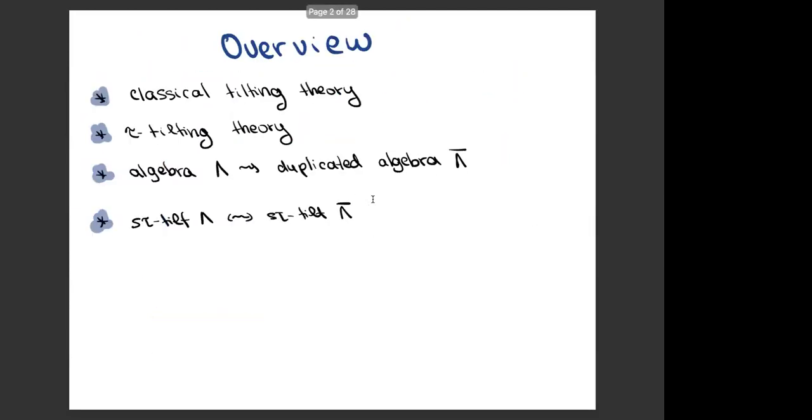Okay. So the plan for today is first I'm going to define what I mean by classical tilting theory, or just tilting theory. Then I'm going to define all the notions I need from tau tilting theory, which you may already know many of, so that's great. The main tool we're going to use is this duplicated algebra lambda bar. We start with an algebra lambda, and then we pass to this bigger algebra lambda bar. For the second half of the talk, we're going to investigate the connections between the tau tilting theory of lambda and of lambda bar. They are very closely related, as you shall see.